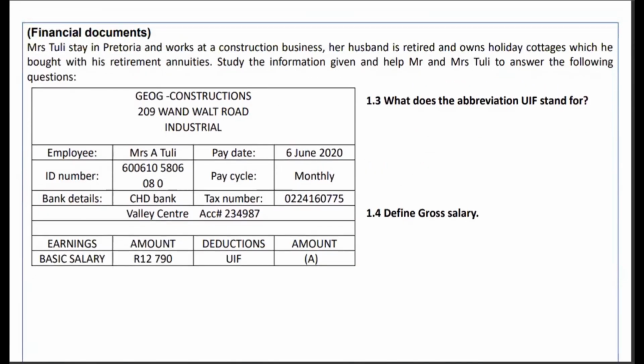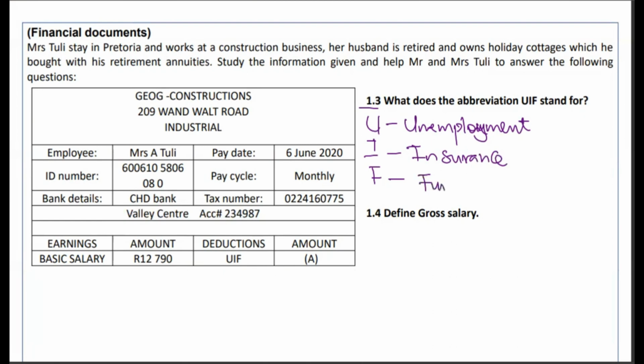Okay. Look at the next question. What does the abbreviation UIF stand for? UIF, the U stands for unemployment. The I stands for insurance. And the F stands for fund. So UIF stands for Unemployment Insurance Fund.